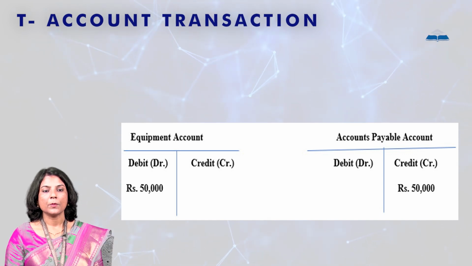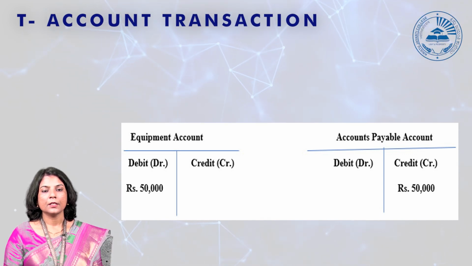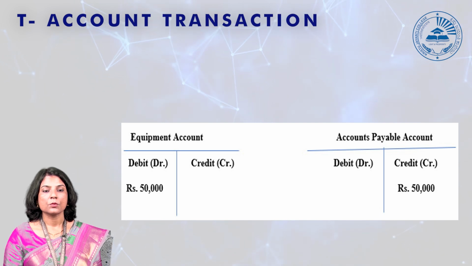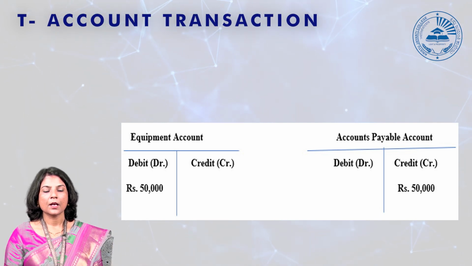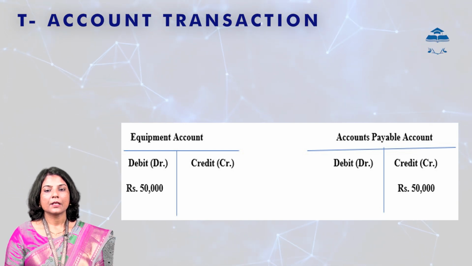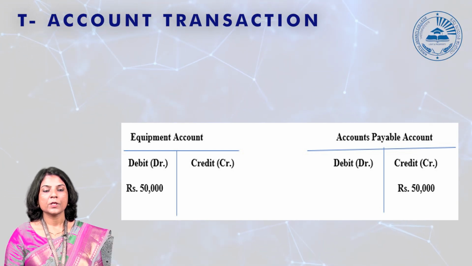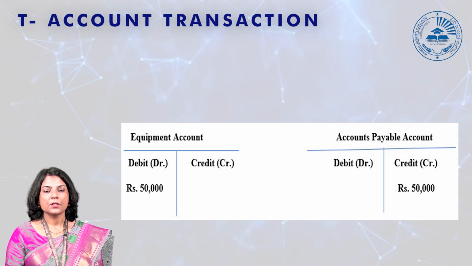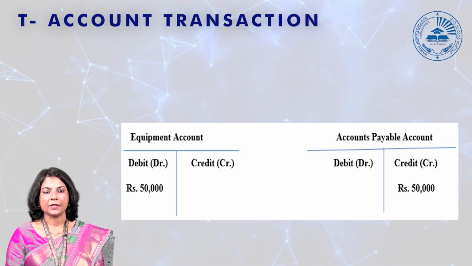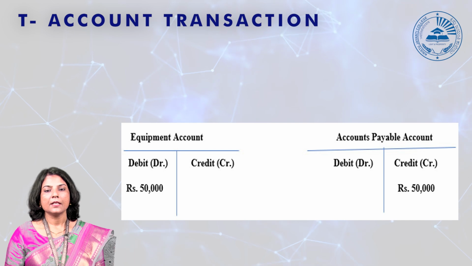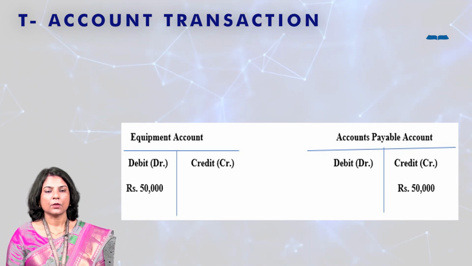You can look into the PPT. At the top we will write the equipment account, or the accounts which are involved, the two accounts here, equipment account and accounts payable account. Debit on the left hand side, credit on the right hand side, as rupees 50,000. They have purchased the equipment at the cost of rupees 50,000. So 50,000 has been debited in equipment account and credited in accounts payable account.